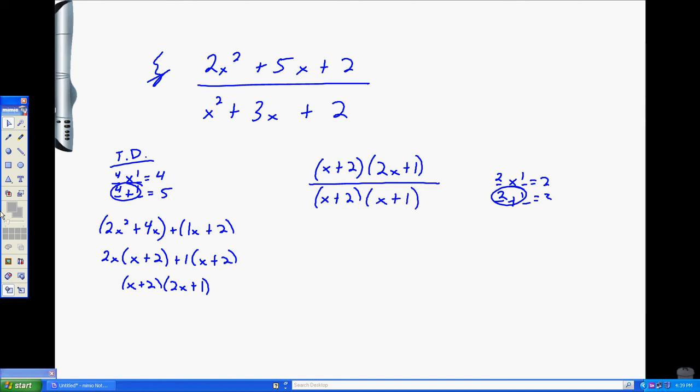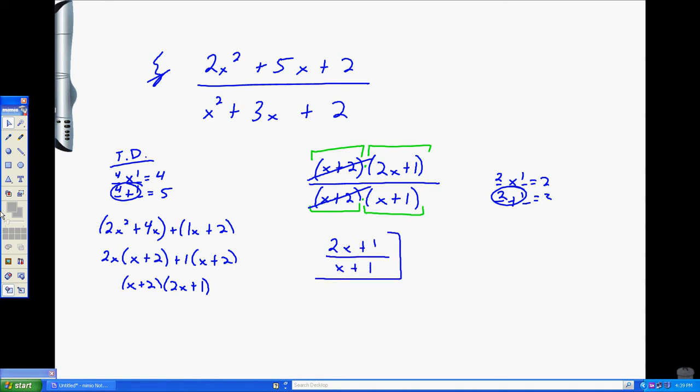Perfect. Well, now, again, you can see that your factors are separated by a multiply. So I can cancel. And same thing here. They have to be identical, top and bottom. Okay? So I got an x plus 2 that'll cancel with an x plus 2 in the bottom. So I'm left over with a 2x plus 1 over an x plus 1.